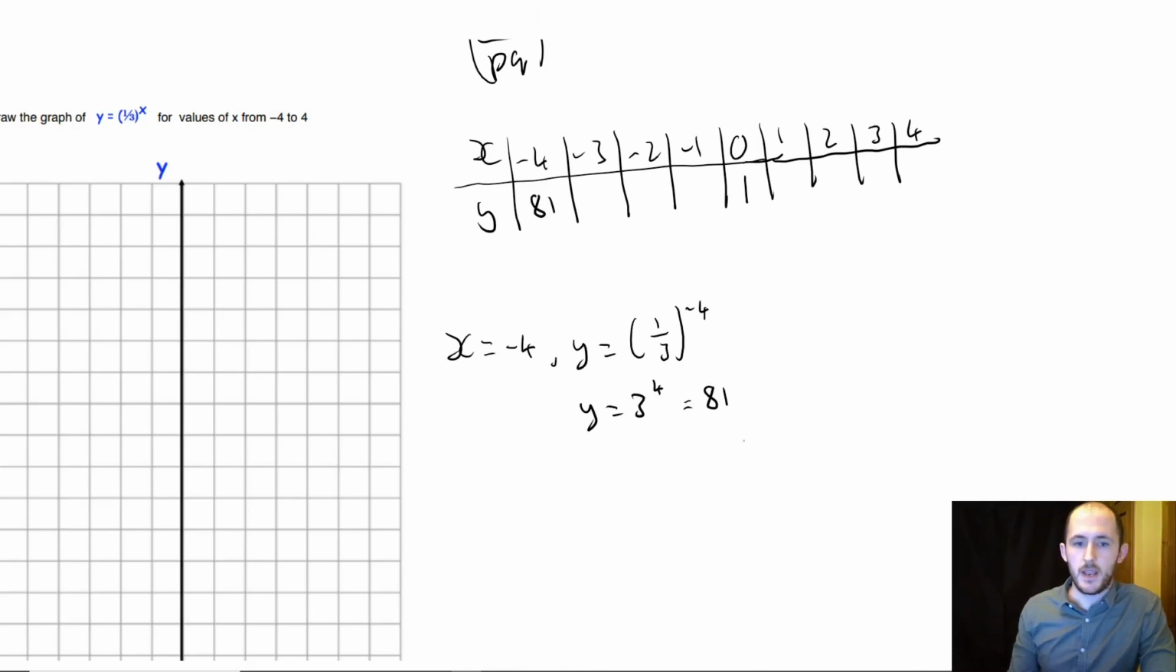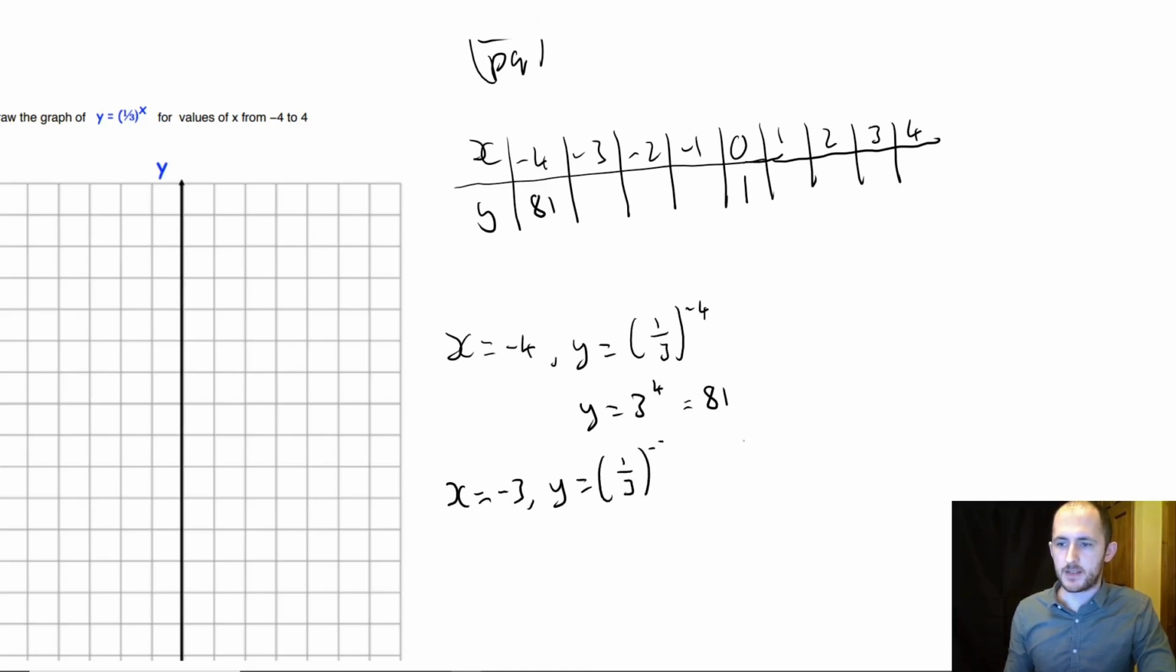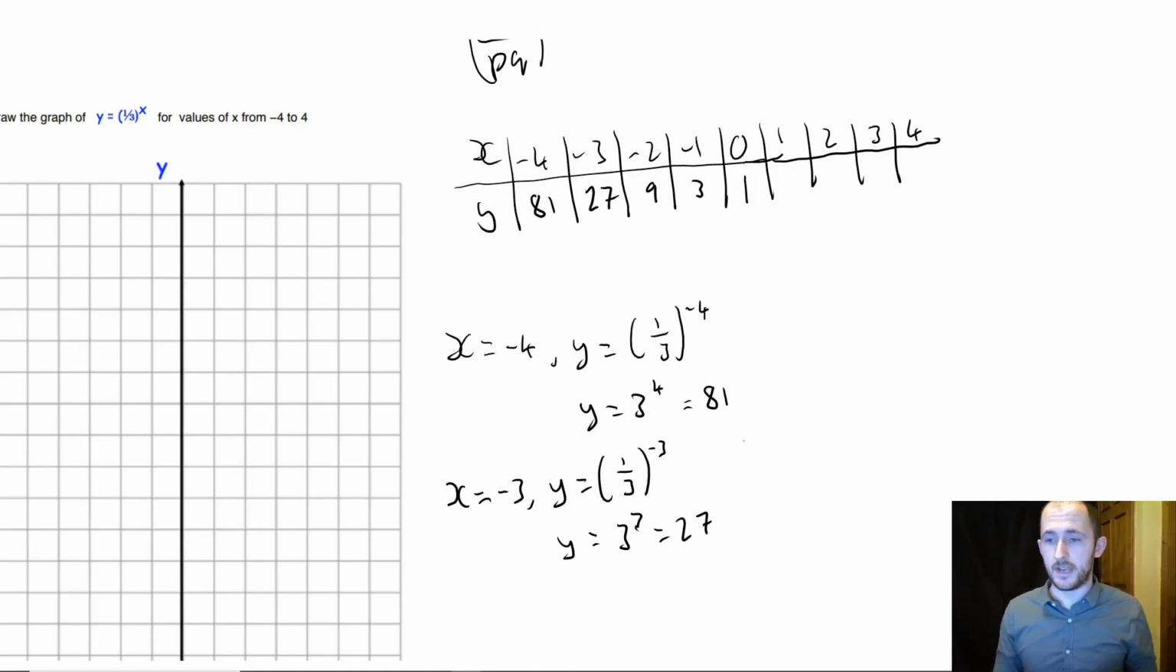Now, I'm going to do this the long way, but there's a shortcut. If you spot the shortcut, really well done. But if not, you can see this. Now, can you see that with minus 3, I'm going to have a very similar situation? I'm going to have a third to the minus 3. I'm basically flipping it to make it just 3 over 1, so 3 cubed. So that's 27. And this one will be 9, and this one will be 3. Is that okay?